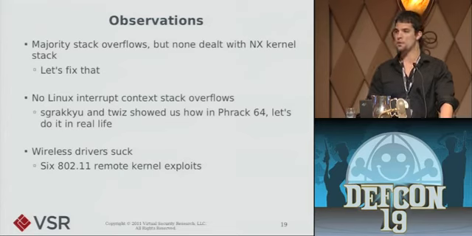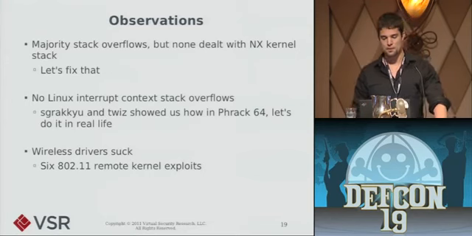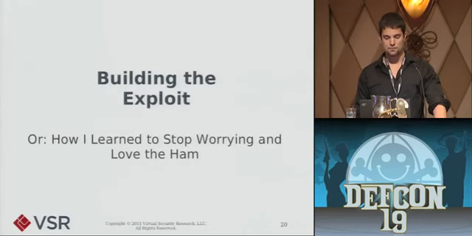Sgrakkyu and Twiz published an article in Phrack 64 called Notes on Kernel Exploitation or something to that effect. And they sort of described the steps you need to go through to do this, but it was for a vulnerability introduced for the sake of demonstration. And I wanted to provide a real-life example. And the last observation is that six of the 18 exploits were for issues in 802.11 code. So I think wireless drivers could probably use some improvement. And now we've gotten to the good stuff.